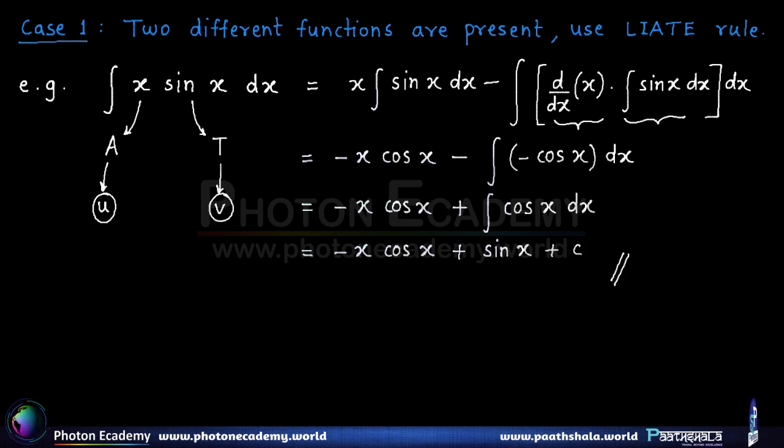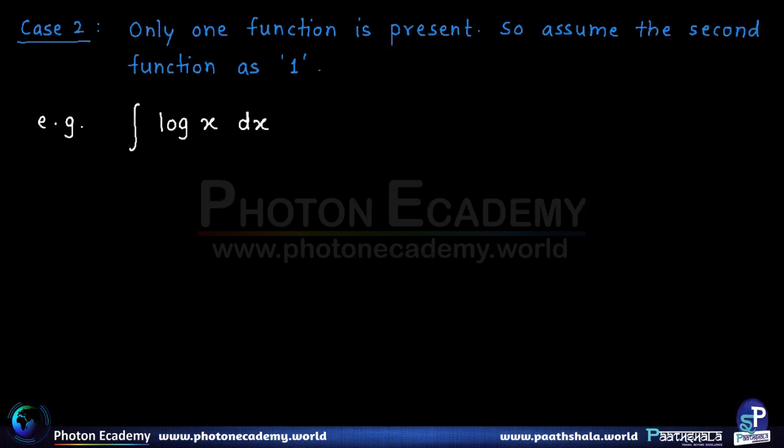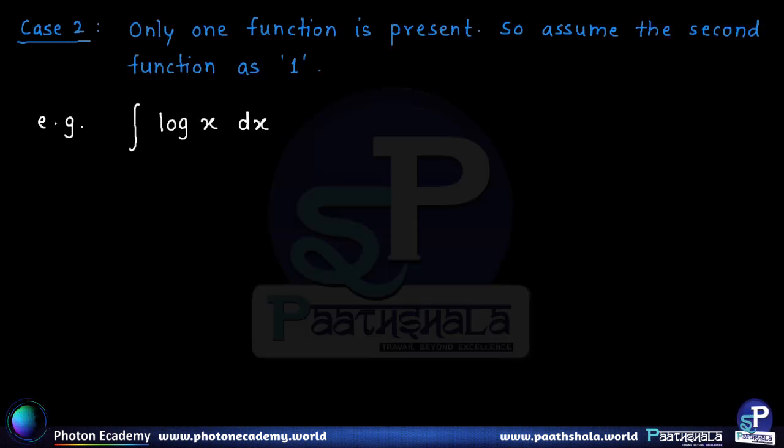So this is how we use integration by parts with the LIATE rule. Now let's see another type. Sometimes only one function is given to us, so in that case it's not known what the second function is, so we assume the second function as 1.